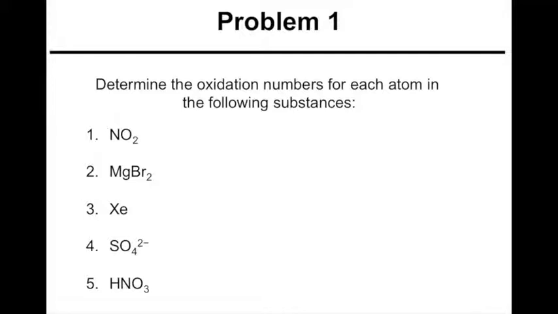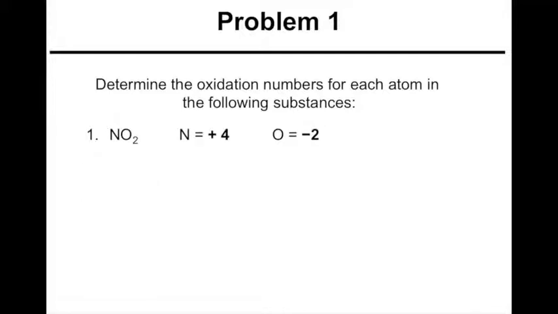Okay, so let's take a look at our first one, NO2. We know that oxygen's a -2, and we have 2 of those. So we have a total of -4 for all of our oxygens. This is a neutral compound, so all of the oxidation numbers have to add up to 0. So our nitrogen, let's call that X. So X plus -4 equals 0. X would be a plus 4. So we know oxygen's minus 2, and we can calculate that our nitrogen is a plus 4.